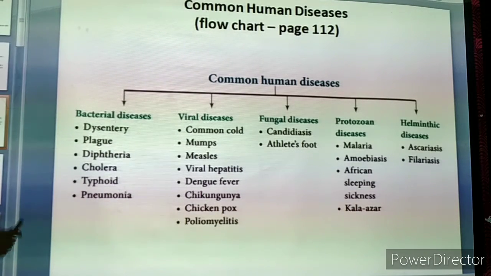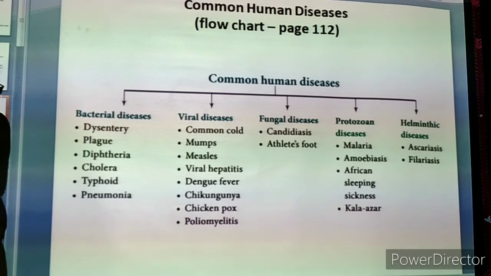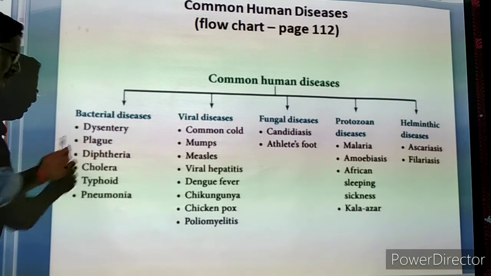Dysentery. Now dysentery means it is a loose motion with the mucus or blood. That is called a dysentery. Plague. Now plague is an infection in the internal organs. As a result of which, the internal organ is damaged and the swellings will be there. That is called a plague.